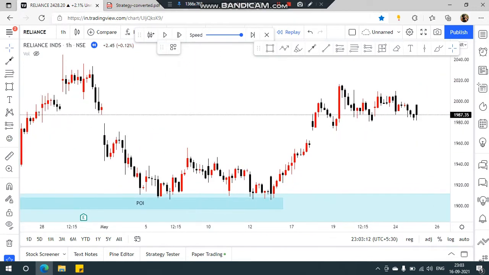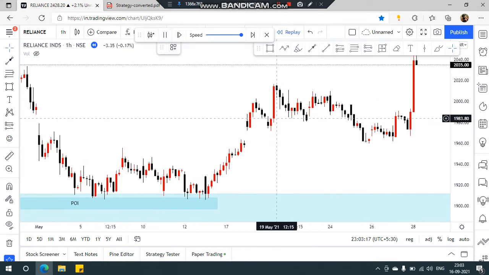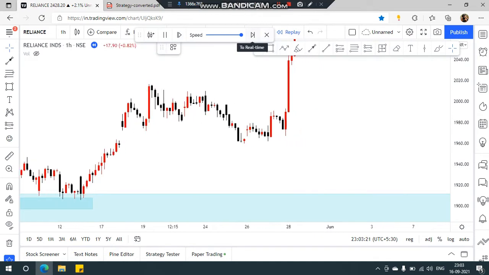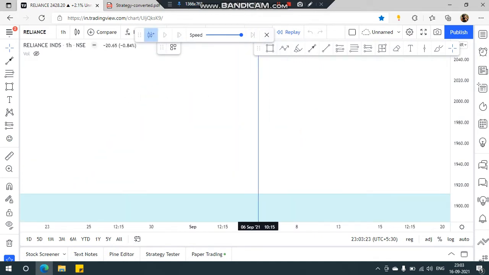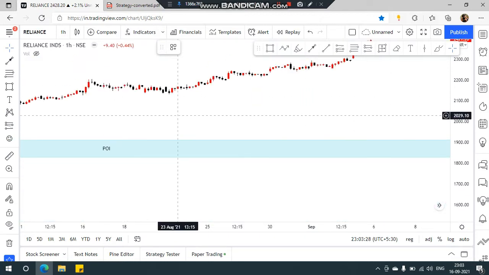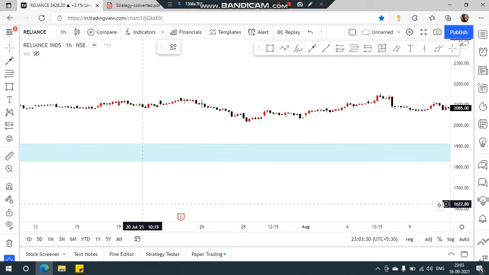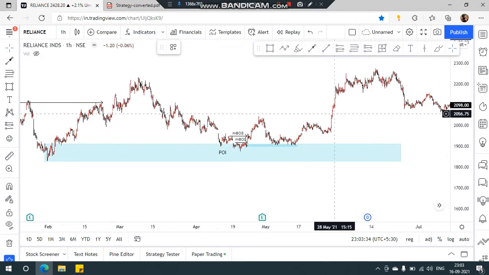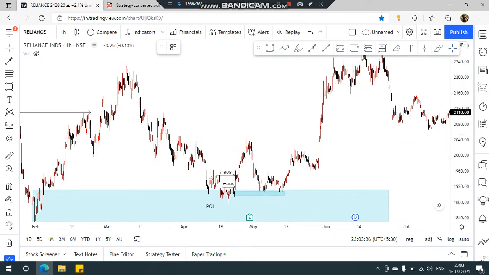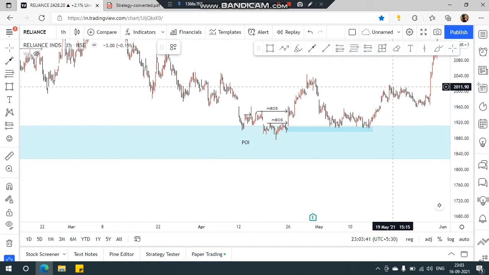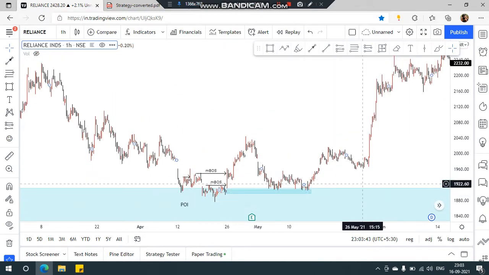Now I'm going to exit this. So there you can see, this was the POI which we marked, and this was the refined POI.